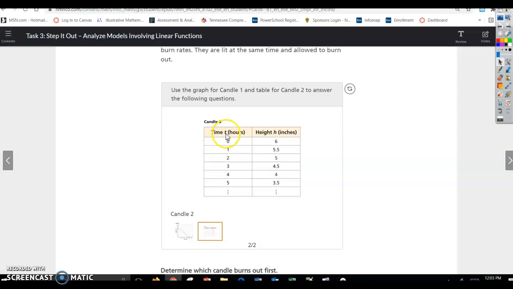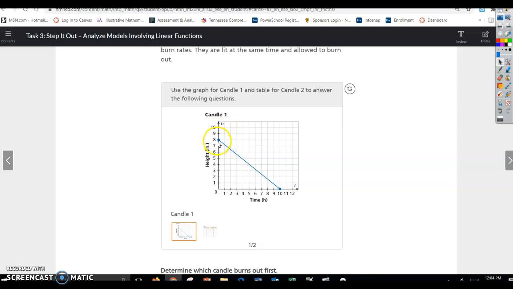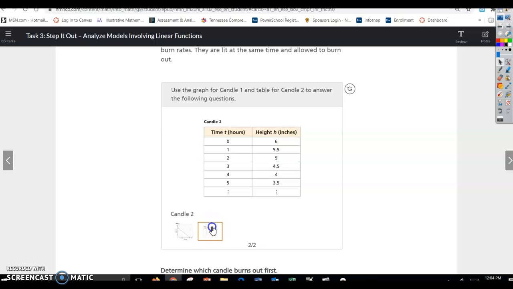All right, candle 2, this is our table of values. At time 0, it was 6 inches tall. So this one was not as tall as the other one. But it looks like it's burning a 1/2 inch per hour. The first one was burning a little faster than that. At 1 hour, it had dropped to 7, so it was burning 1 inch an hour. And in the table, this is burning a 1/2 inch an hour. So we'll see how that compares.